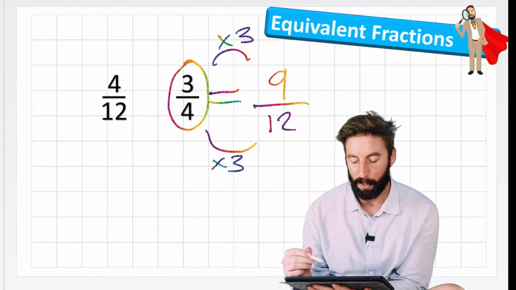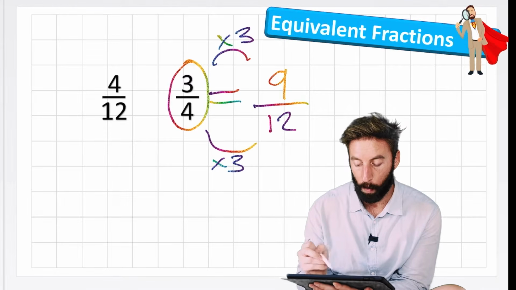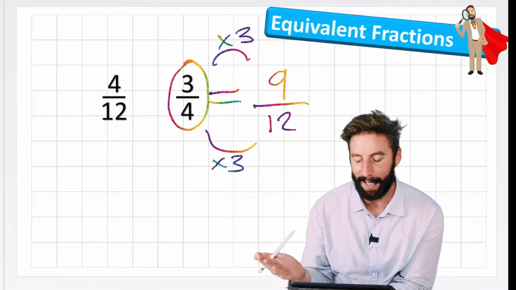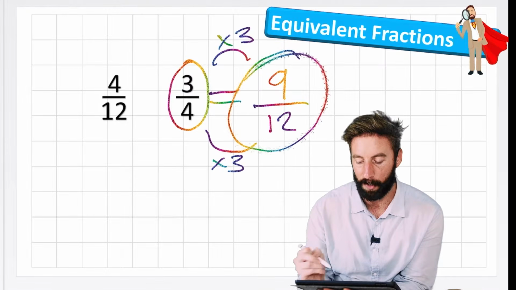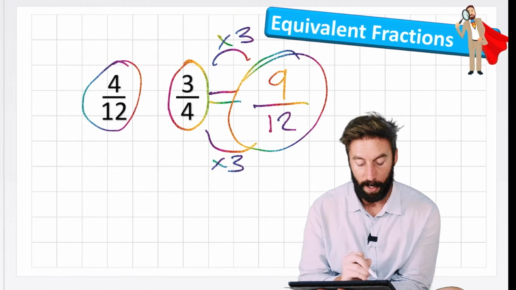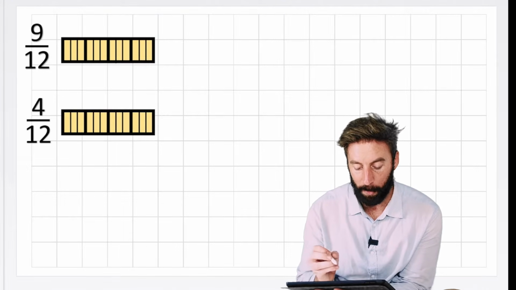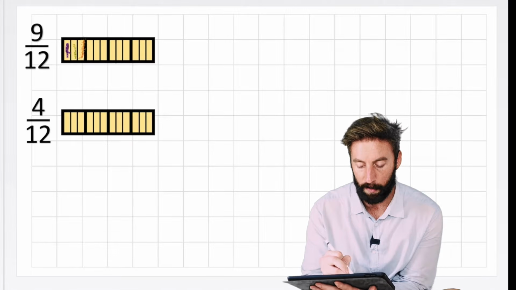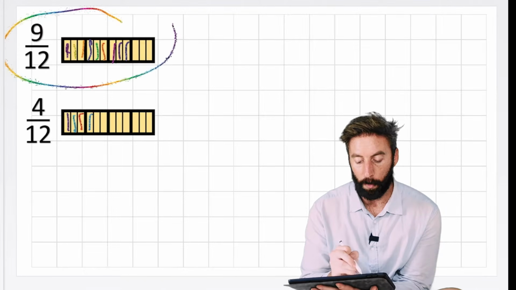So now my two fractions that I'm comparing are 4/12 and 9/12. And that's suddenly really easy, isn't it? Because I can clearly see that 9/12 of something would have a greater value than 4/12. And I can see that very quickly in my bar model again. So my 9/12 would look like this, 1, 2, 3, 4, 5, 6, 7, 8, 9, versus my 1, 2, 3, 4/12. So my 9/12 is greater.